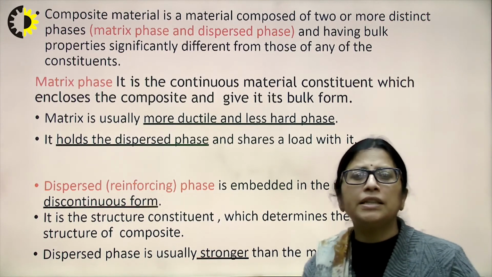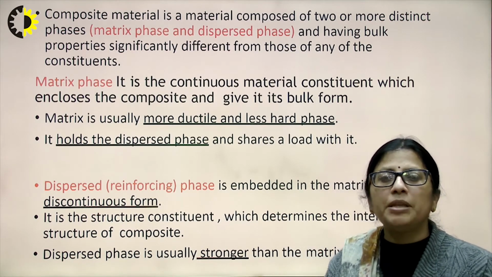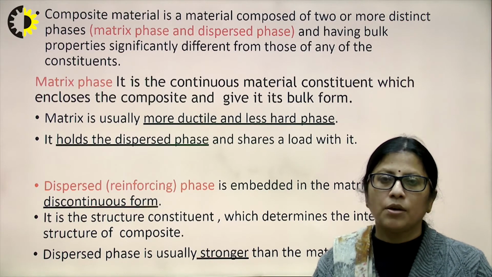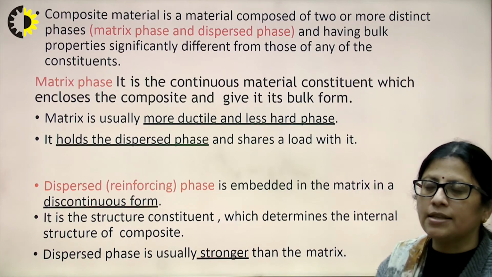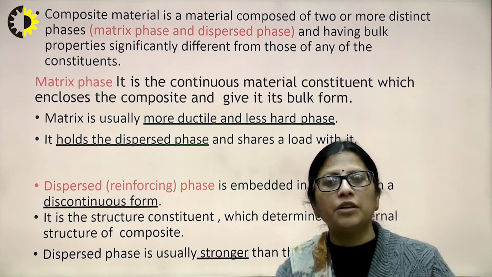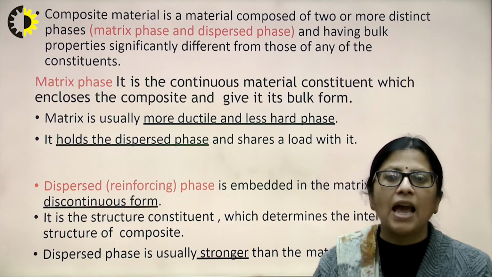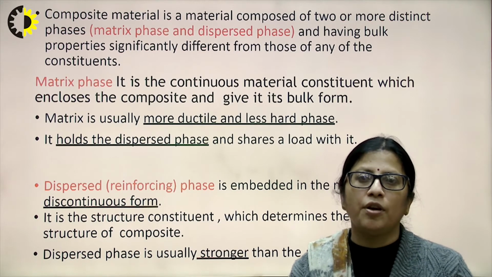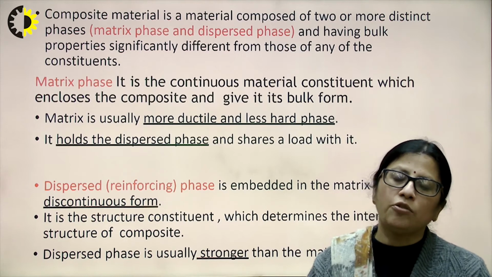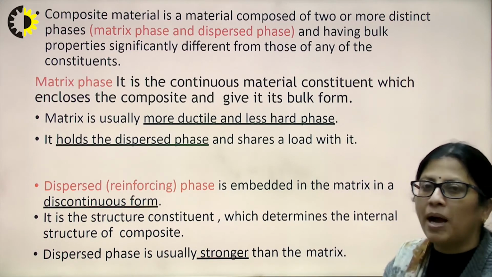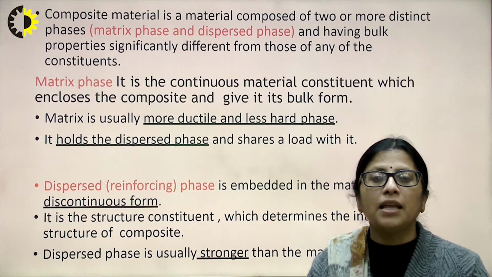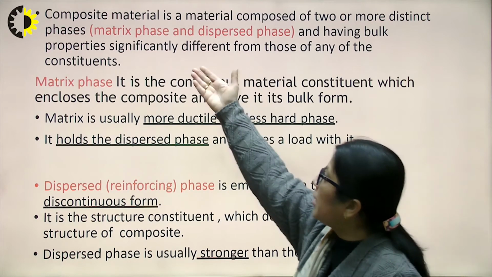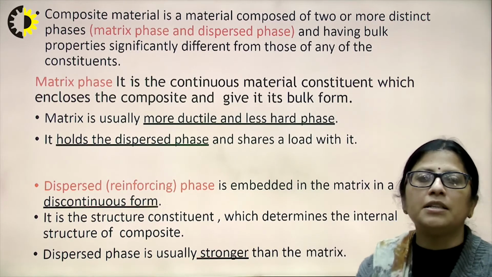Now, these composite materials are composed of two or more distinct phases. As I have already discussed, one phase is the matrix phase and the other phase is the disperse phase, and they have bulk properties which are significantly different from those of any of the constituents. So, when these two bind together to form the composite, the properties of the composite are going to be significantly different from the matrix as well as from the disperse phase.